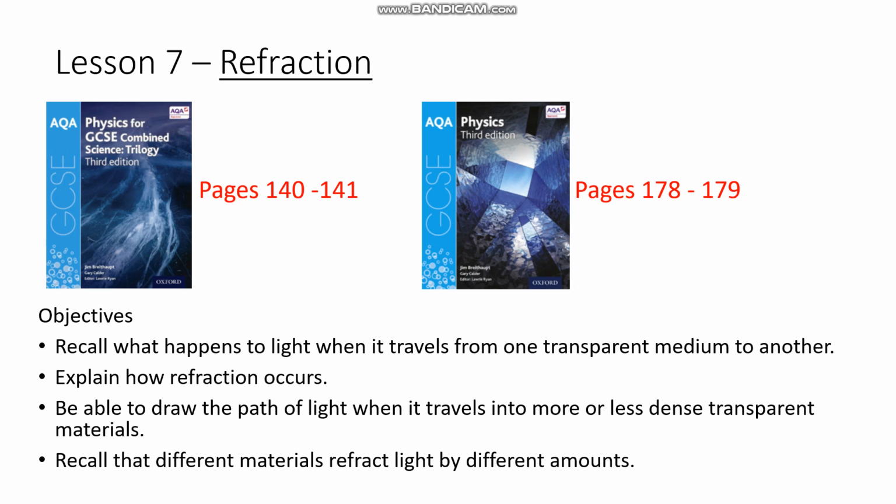This video is for lesson 7 of the GCSE Waves topic entitled Refraction. By the end of the lesson you should be able to recall what happens to light when it travels from one transparent material or medium to another, explain how refraction occurs, be able to draw the path of light when it travels into more or less dense transparent materials, and recall that different materials refract light by different amounts.